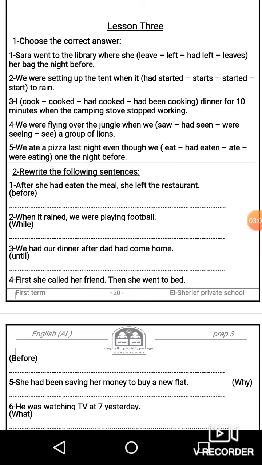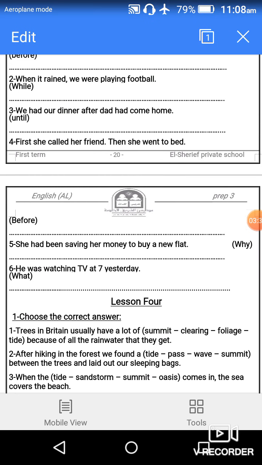Number 4. First, she called her friend. Then she went to bed. Use before. And we'll start our sentence with before. So it will be: before she went to bed, she had called her friend.